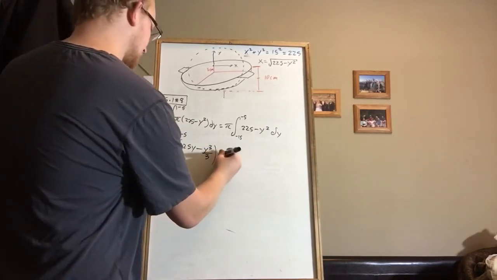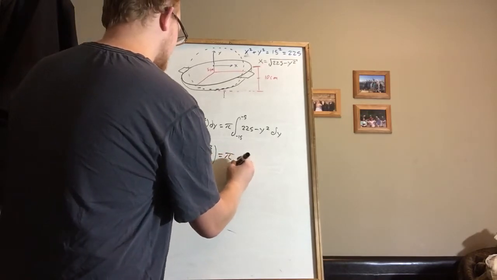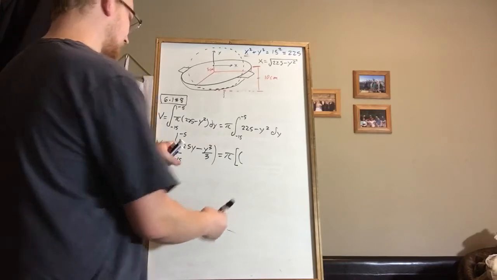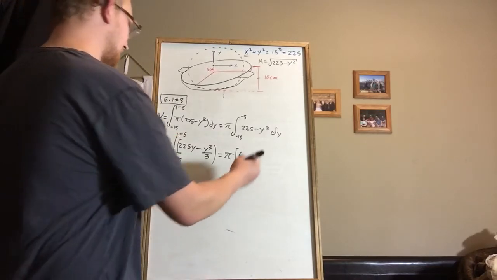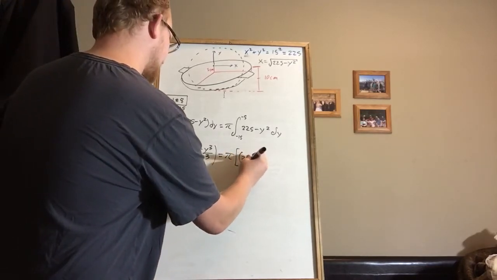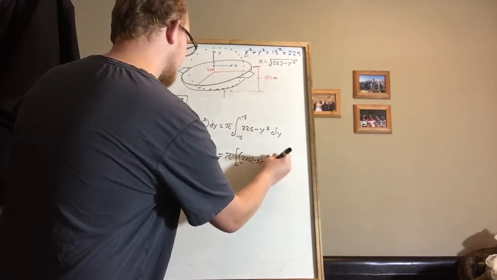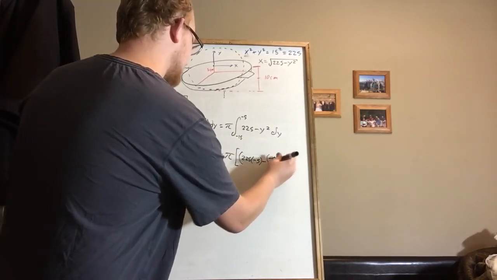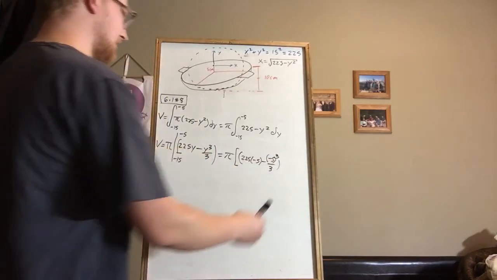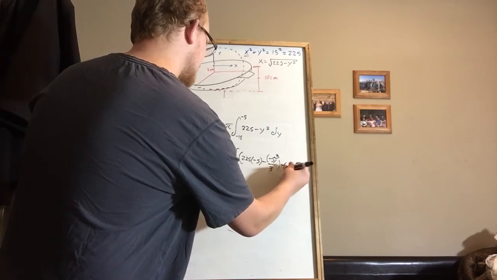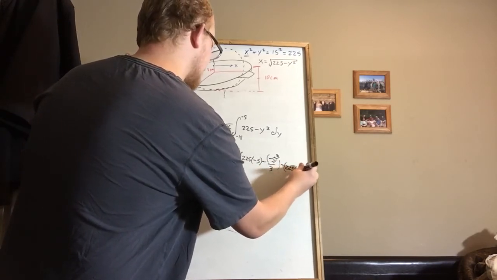And so to do that, we're going to keep the pi on the outside. And then we're going to plug in our upper bound and then our lower bound. So 225 times minus 5 minus minus 5 to the 3 over 3. Just plugging in minus 5 wherever there's a y. And then subtracting when we plug in minus 15. 225 times minus 15.